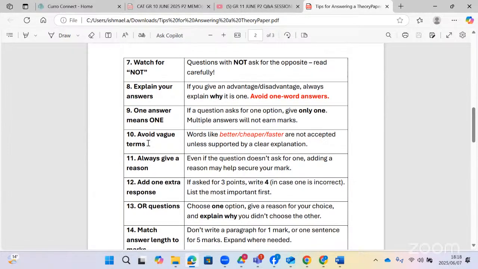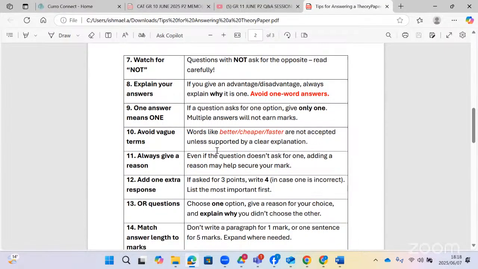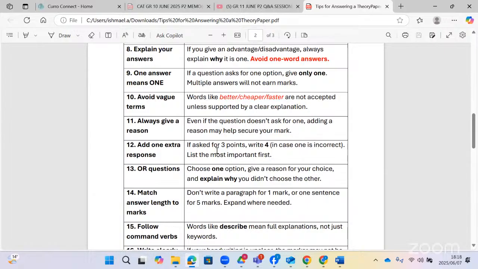Explain your answers. If you give an advantage or disadvantage, always explain why it is one. Avoid one-word answers. One answer means one, so you must take note of that. Avoid vague terms like better, cheaper, and faster. You will never get that mark. Faster to do what? You must explain it. Please, you must support it with a clear explanation. Always give a reason. Add an extra point if you can.